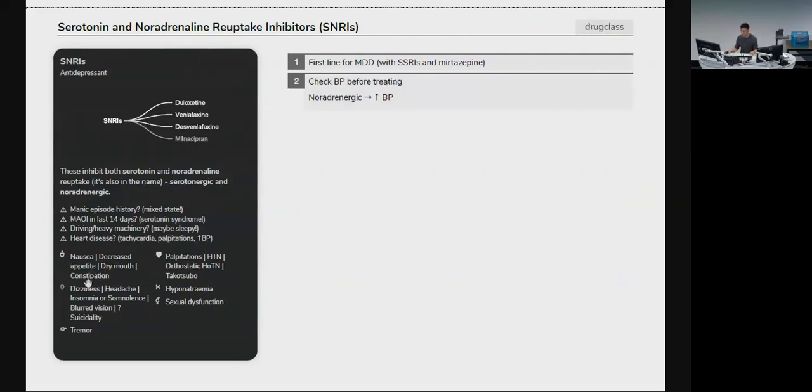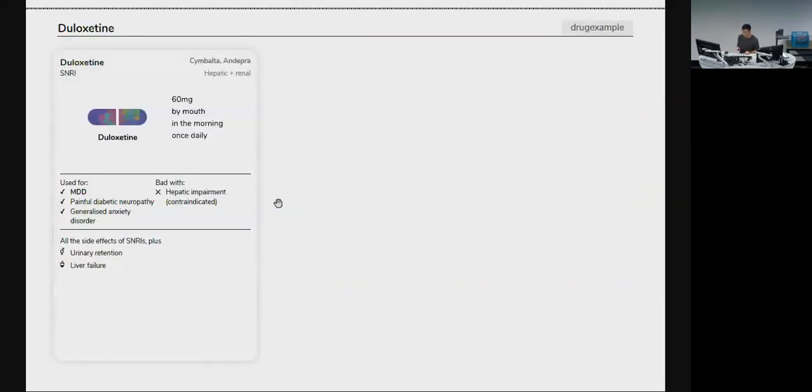Oh, and some of the side effects are a little bit different because SNRIs are sympathetic in nature. Instead of diarrhea, you get constipation, because that's one of the sympathetic effects. So duloxetine, I don't know much to say about duloxetine. It's one of the SNRIs. It's supposedly the one with the fewest side effects to do with the vascular component, but it's also used for major depressive disorder. And it has these additional effects of urinary retention and liver failure that you should be aware of.